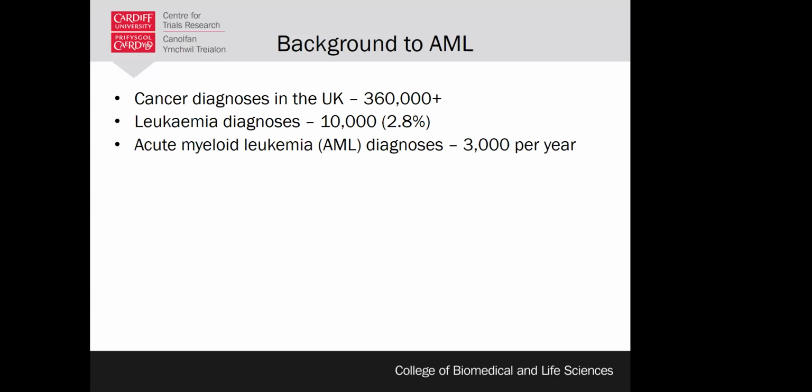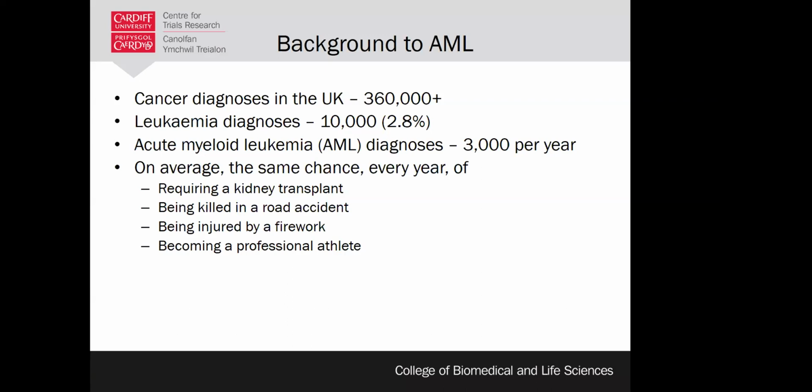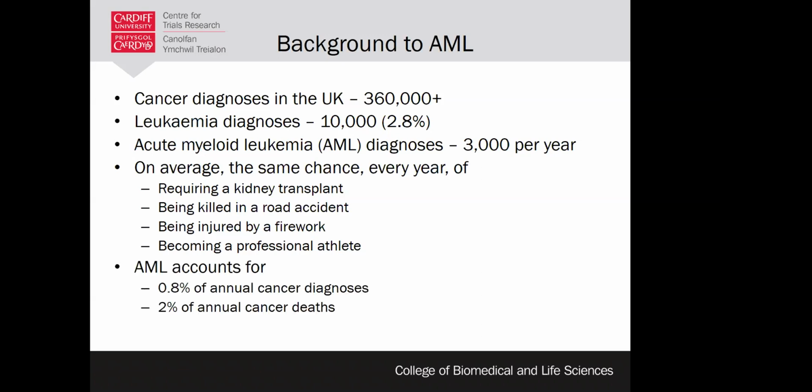The number of cancer diagnoses in the UK is reasonably stable at around 350,000, which is a pretty depressing number, I think we can all agree. The leukemia diagnoses within that are about 10,000, and the acute myeloid leukemia diagnoses, quite a small number, it being a rare disease, are about 3,000 per year. So you've got the same chance of being diagnosed with AML every year as requiring a kidney transplant, being killed in a road accident, injured by a firework, or, to put a positive slant on it, becoming a professional athlete, which wouldn't usually be a surprise to people who become a professional athlete, I wouldn't have thought.